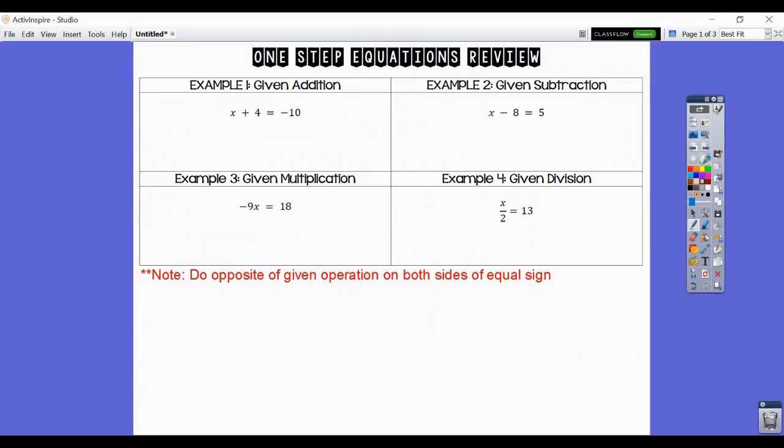And if you see the note at the bottom, you might want to write or jot this down, that you always want to do the opposite of your given operation on both sides of the equal sign. So I am given addition here. Addition next to my x value, and it's addition of a number next to that x value. Since I'm given addition, the opposite is going to be subtraction. So I'll make a note of that there. Opposite, subtraction.